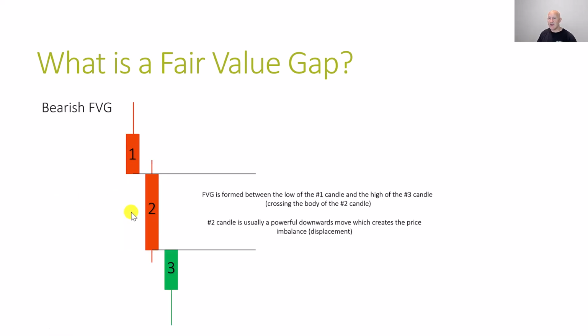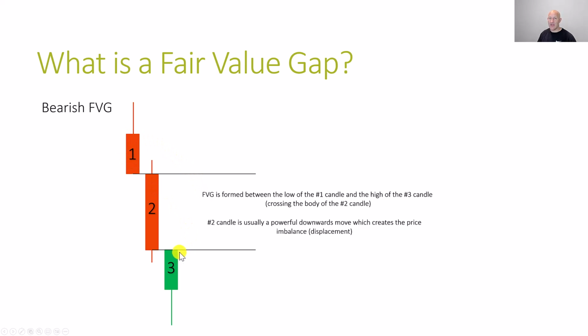And as you'd expect, a bearish fair value gap is essentially the opposite of a bullish fair value gap. So we still have our 3-candle formation, so 1, 2 and 3, and this time the second candle is a powerful down close candle, and this is the one that creates that imbalance and is also primarily responsible for the displacement.